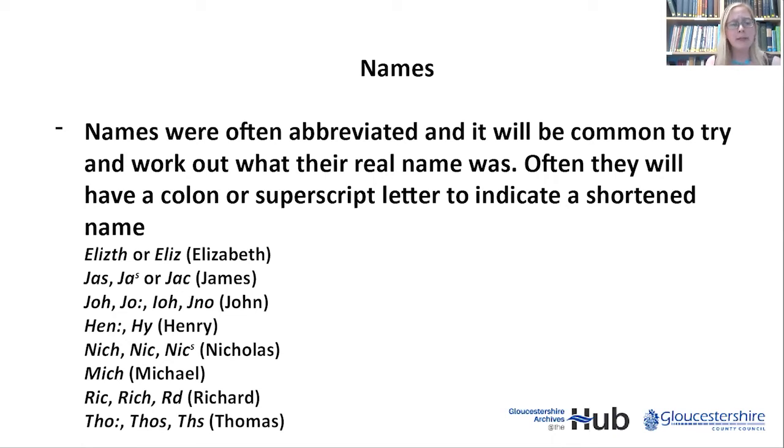Most of the time, it's quite obvious what the name should be, but you need to remember also some other ways of spelling names in the 17th century. So, for example, the word Jacob then could be used for James. So just be careful how you would transcribe that.